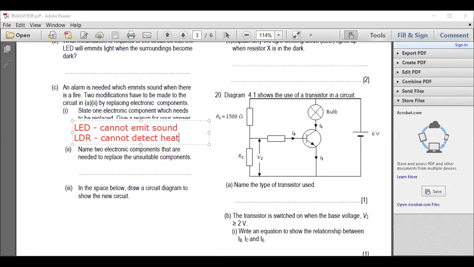Correct. Okay. Name two components that are needed. Needed, that means you have to put in back. So the ones that you have to put in back will be your thermistor lah. Thermistor and alarm. Okay.